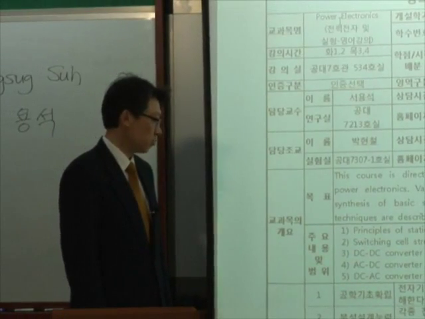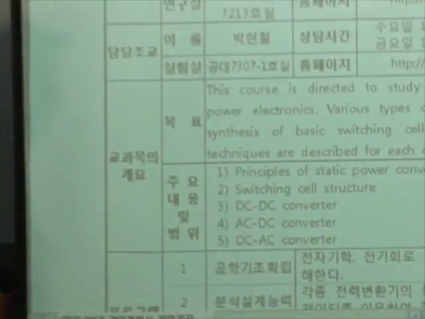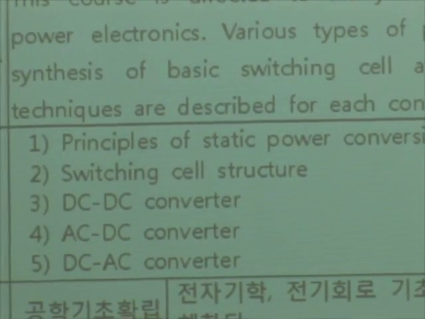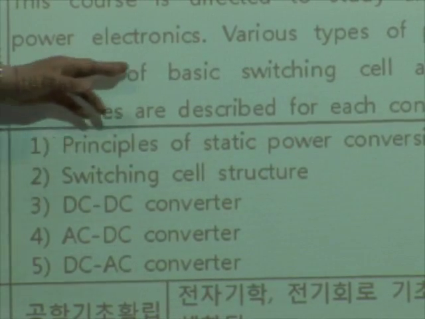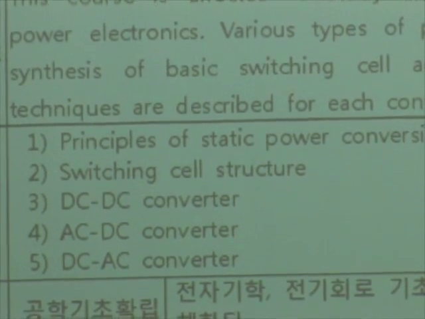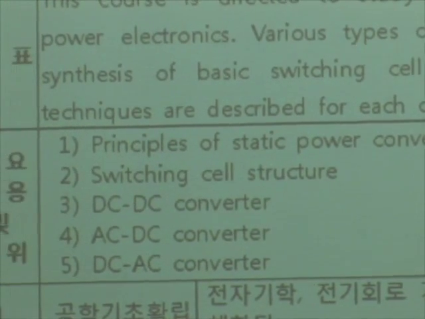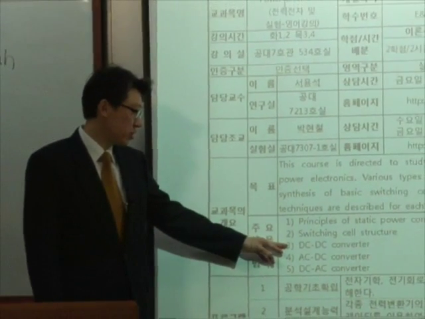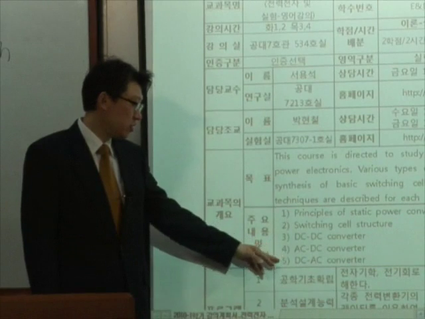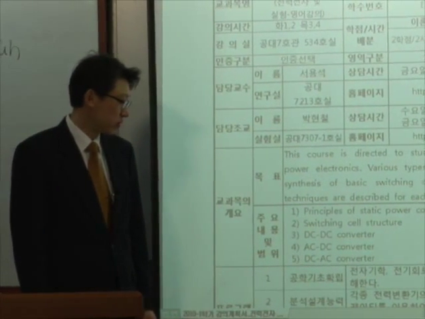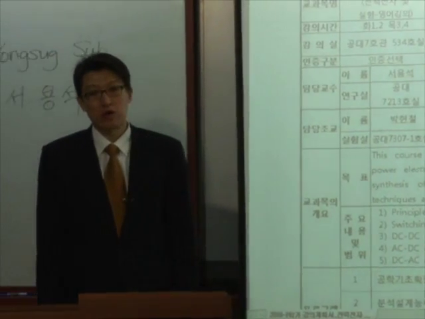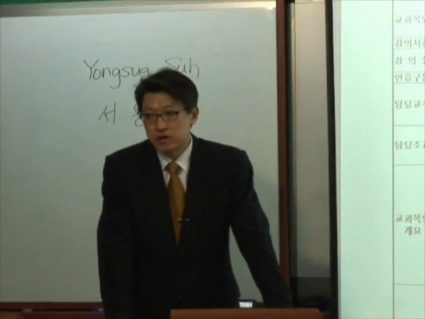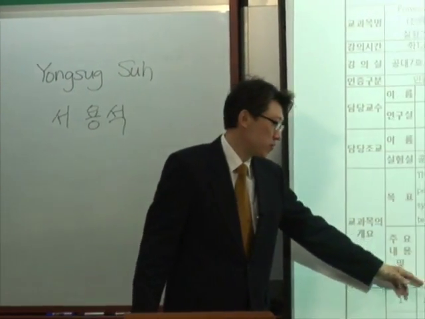And what are the main scopes? The first is the principle of static power conversion, as I told you before. And then the switching cell structure, the basic switching cell arrays. Number two, we will briefly touch on how we can synthesize the circuit. And then the third point is DC-DC converters, AC-DC converters and DC-AC converters. These are just one example of grouping the converters. You can group the converters in different ways, but this is just one example.